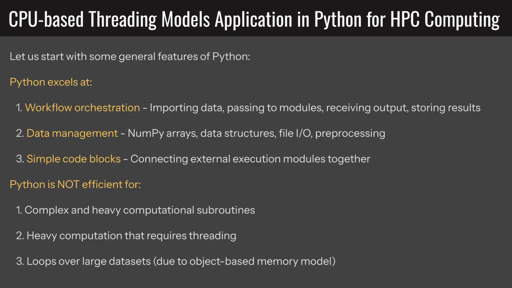Let us start with some general features of Python. Python excels at workflow orchestration: importing data, passing it to modules, receiving output, storing results. Data management, NumPy arrays, data structures, file I/O, pre-processing. Simple code blocks, connecting external execution modules together. Python is not efficient for complex and heavy computational subroutines, heavy computation that requires threading, loops over large datasets, due to its object-based memory model.